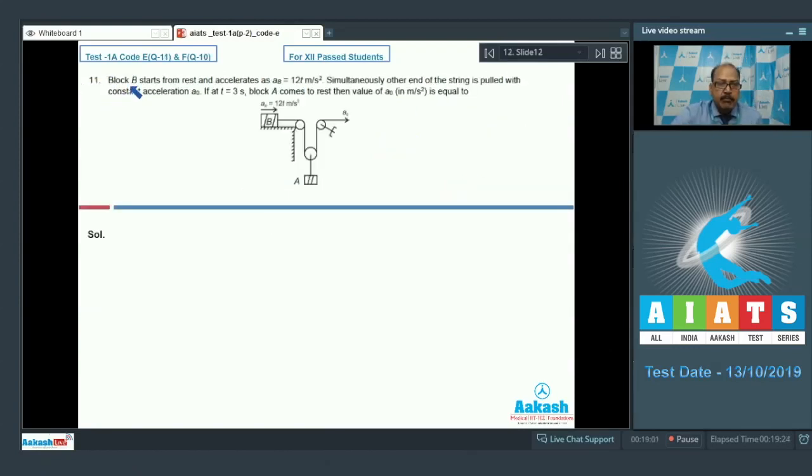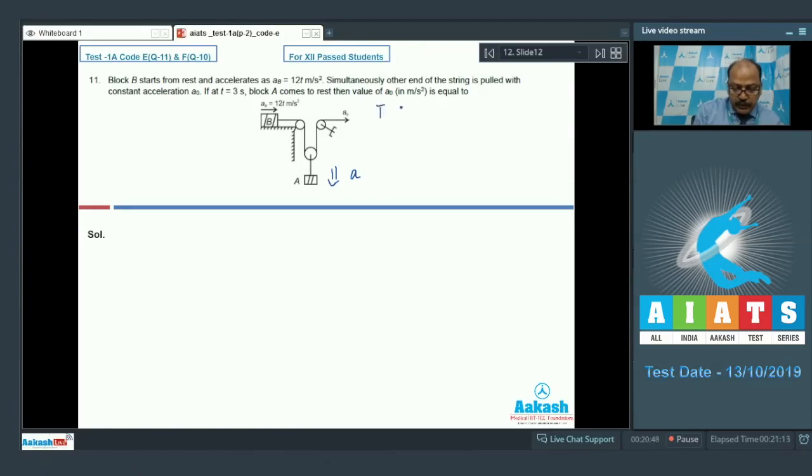Question 11 says block B starts from rest and accelerates as AB equals 12t meter per second square. Simultaneously, other end of the string is pulled with constant acceleration A0. If at t equal to 3 seconds, block A comes to rest, then value of A0 in meter per second square is equal to. Well, this is a question from the constraint relation. Let's assume that block is moving down with acceleration A. Let's apply the constraint relation.